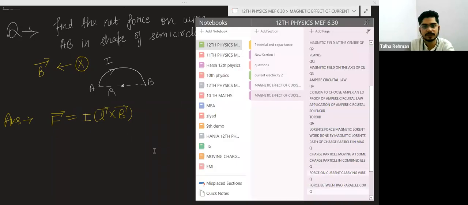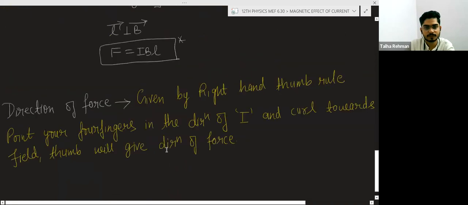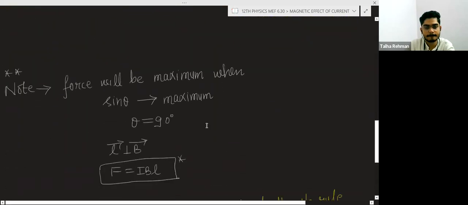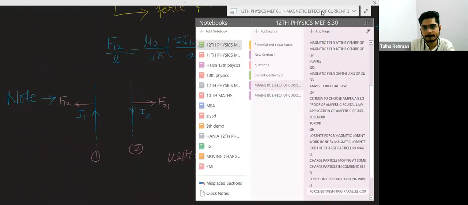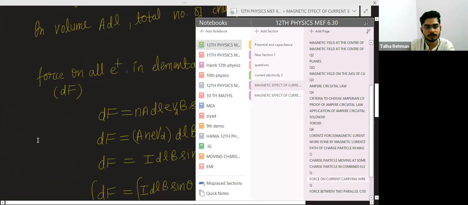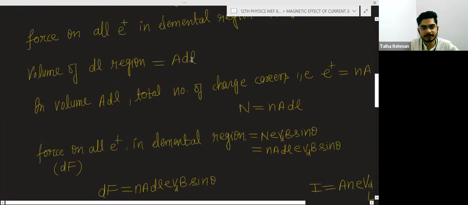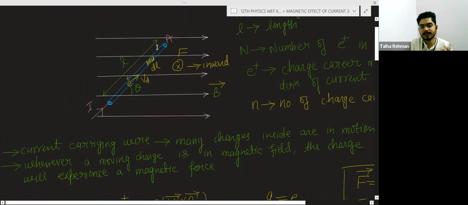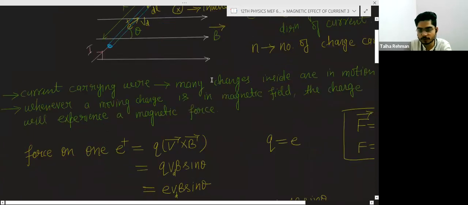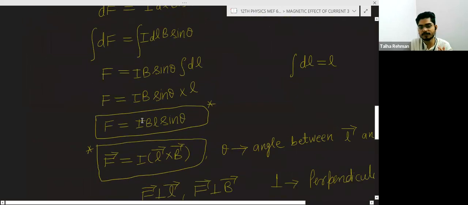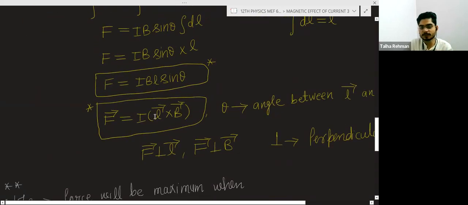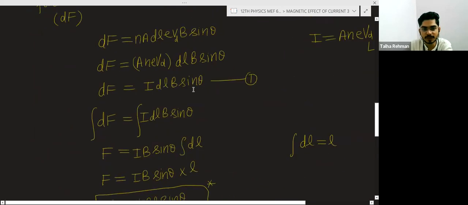So in the last class, we have discussed this. So I am discussing the question on this formula. This is the final formula we got. IBL sin theta means if there is a current carrying wire, having the current I, and this wire is placed in the magnetic field B, then the force on this wire will be, in vector form, current in the wire, length vector of the wire cross B vector, and in the scalar form, we can write IBL sin theta. And this formula is for the straight wire.